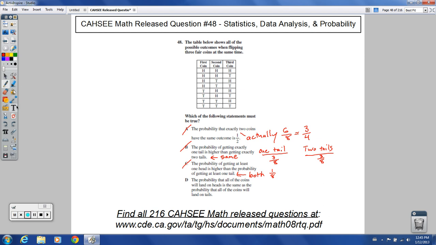The probability that all of the coins will land on heads is the same as the probability that all of the coins will land on tails. And so this one, here's all of them being heads, here's all of them being tails. It's 1 out of 8 for heads, and it's 1 out of 8 for tails. And so this one, that definitely checks out. That is choice D. 1 out of 8 equals 1 out of 8. Number 48, choice D.